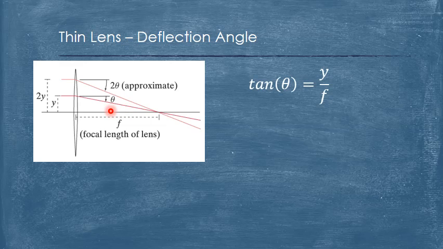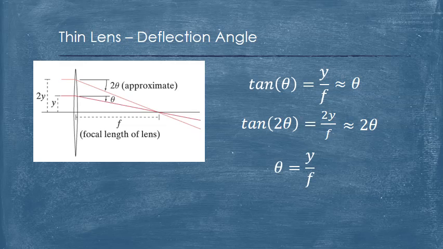So what we're going to do is approximate this triangle. We've got y here and f here. By definition, tangent theta should be y over f. I do it for the larger triangle also. I'm going to use the small angle approximation, so tangent theta is equal to theta, and tangent of 2 theta is equal to 2 theta. What does this tell us about the deflection angle? It tells us that theta has to be equal to y divided by f. That says if y is twice as large, then it should be deflected twice as much.